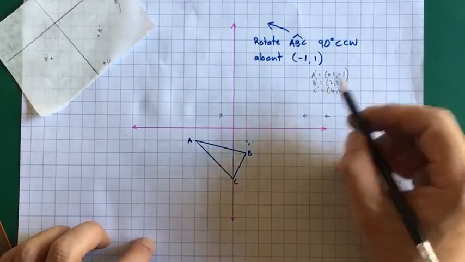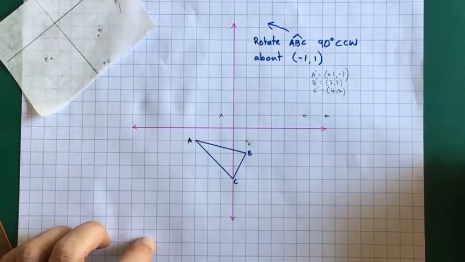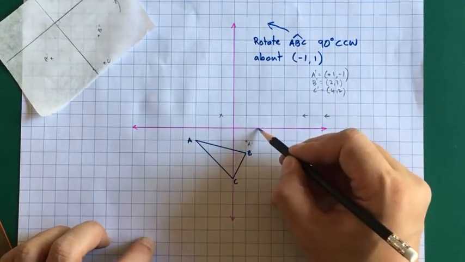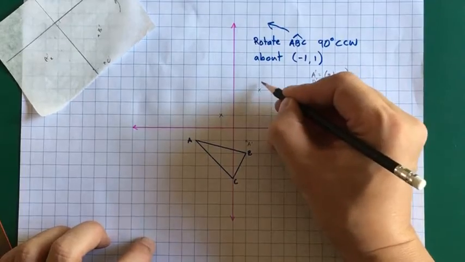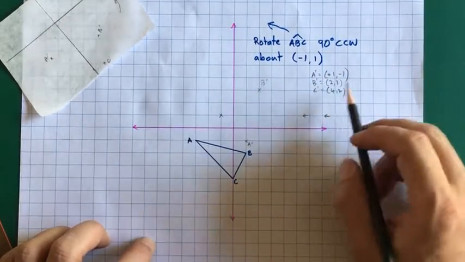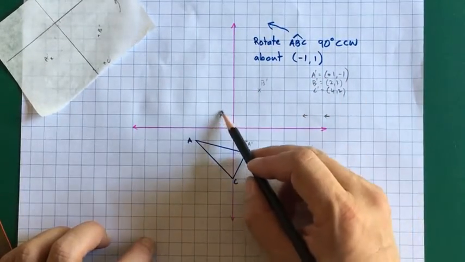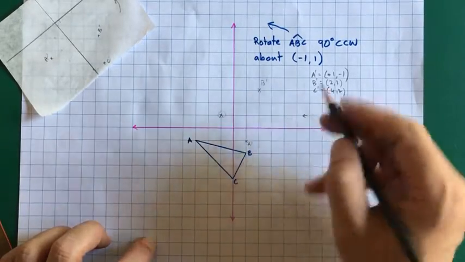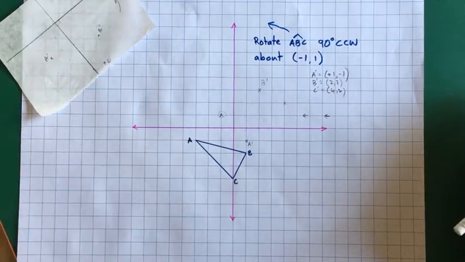So A dash is 1, -1. That's great. B dash is 2, 3. So it's going to be B dash. And C dash is 4, 2. Remember, that was our center of rotation, so ignore that. C dash is 4, 2. Great. So I have my points.